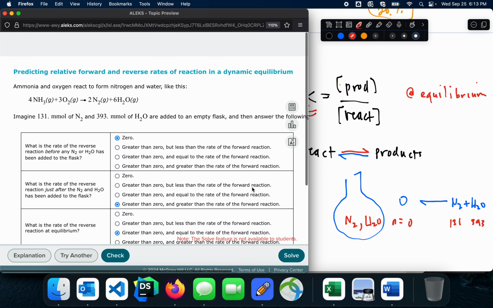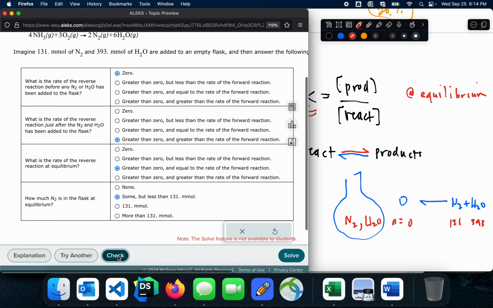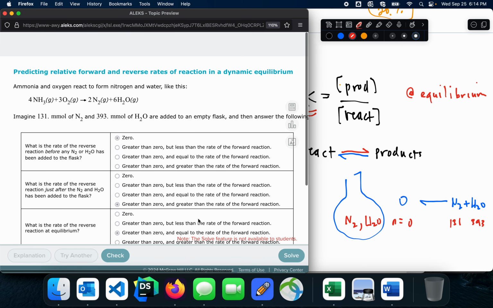I want to emphasize that when you do these, let's click solve. Oh crud, daggone it. I'm supposed to hit check. Okay. Well, anyways.